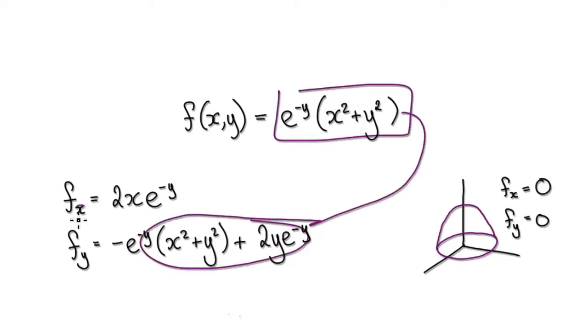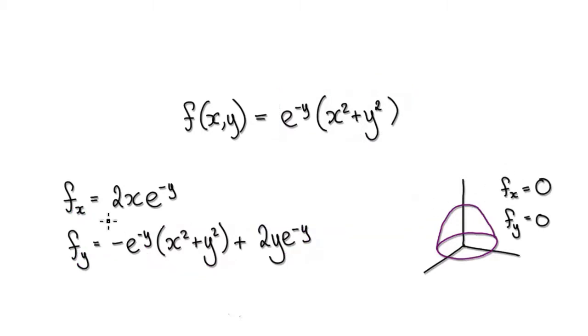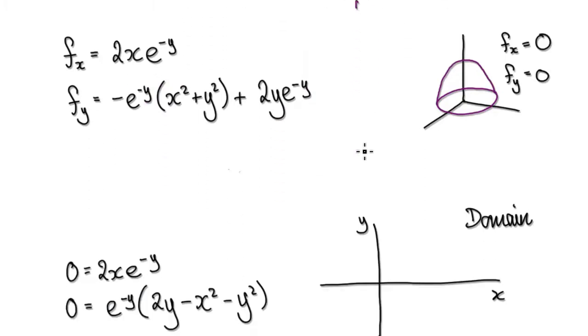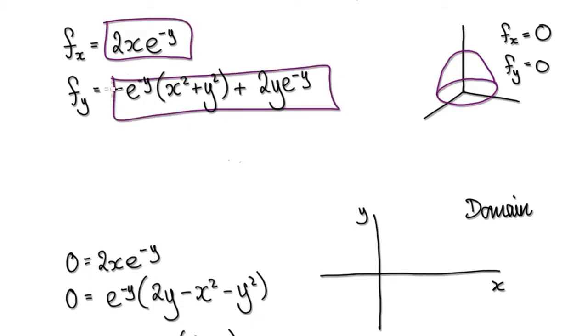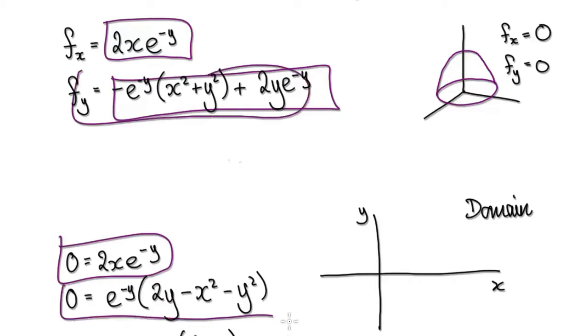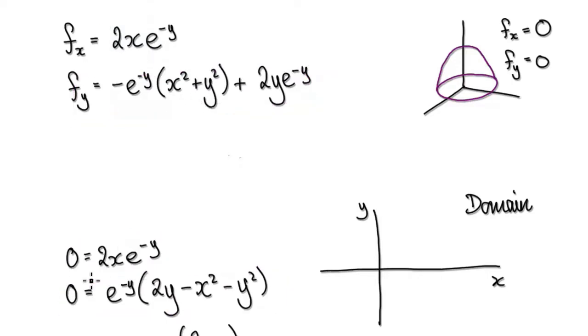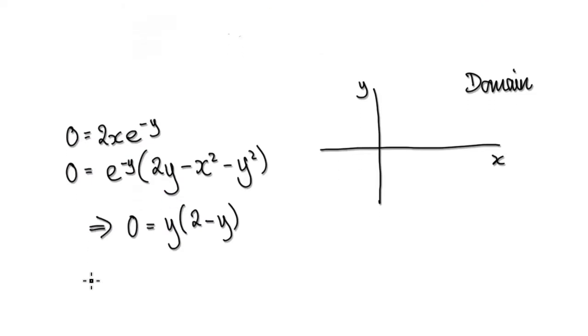So now we've got f_x and f_y. We want to find x and y such that both of these equal 0 simultaneously. So set this to be 0 and set this to be 0. We are looking for values of x and y such that both of these equal 0 simultaneously. So let's look at the first one.